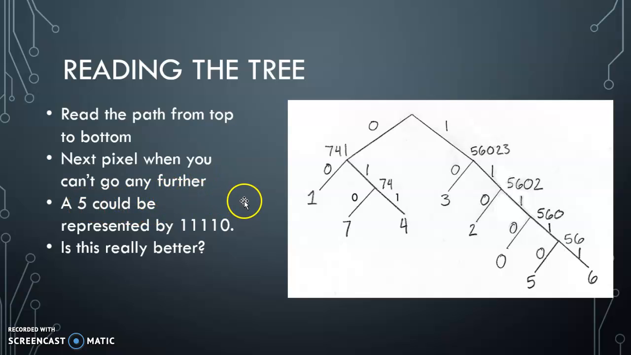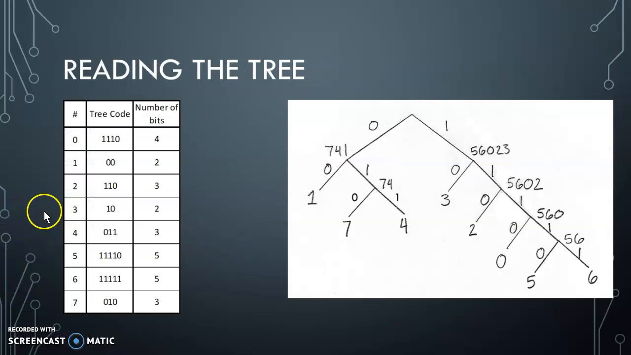But if some of them are being represented by 5 bits when they were represented by 3 before, is this really better than it was? Well, let's look into that a bit more.